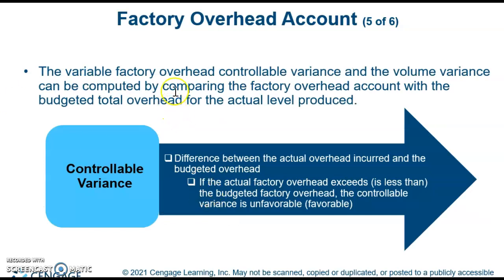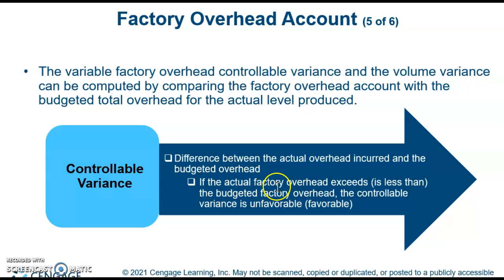So the variable factory overhead controllable variance and the volume variance can be computed by comparing the factory overhead account with the budgeted total overhead for the actual level produced. The difference between the actual incurred and the budgeted overhead.